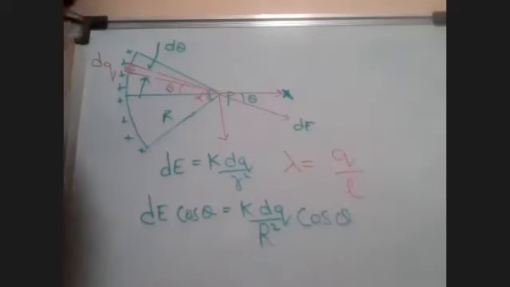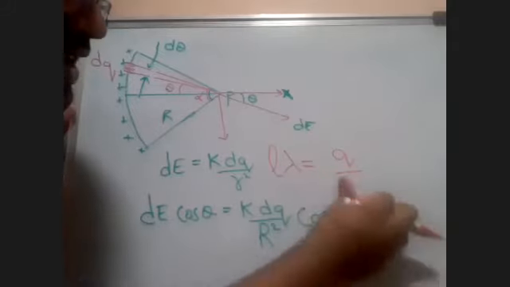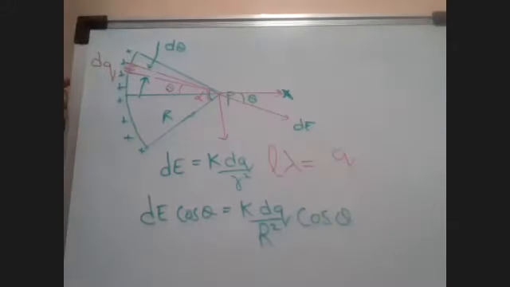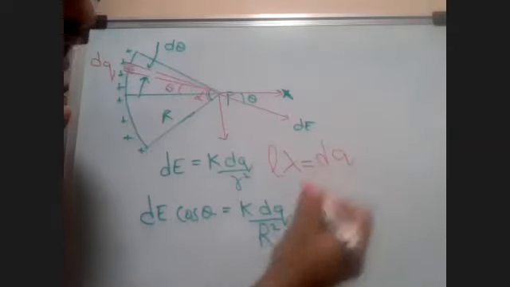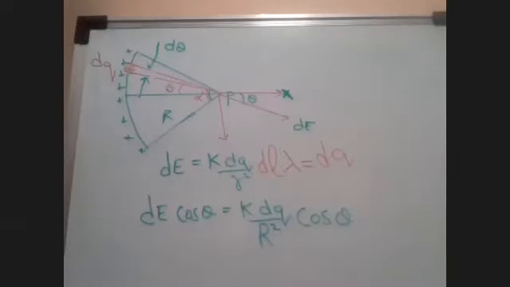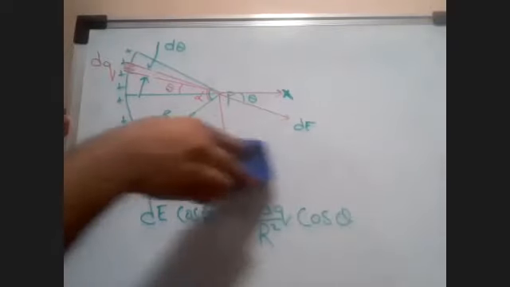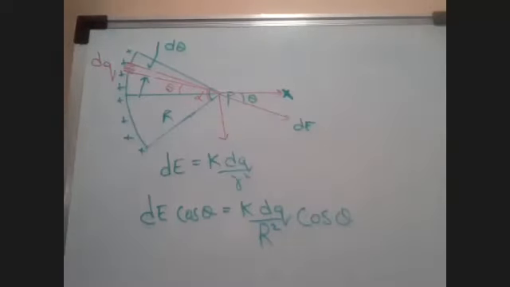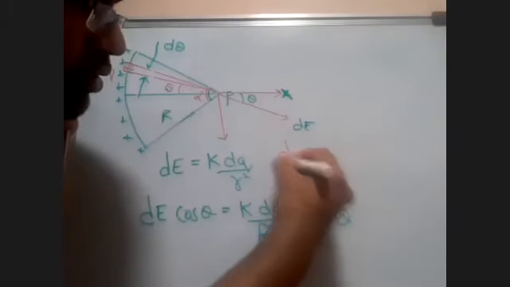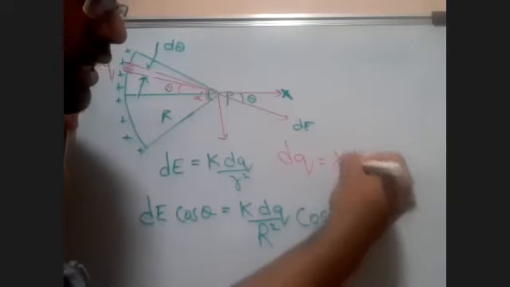Again, I will take L this side. If I take L this side, what will it become? Lambda L equal to Q. Then if I take differentiation, what will I get? dq is equal to lambda into dl. Am I right? Is that understood? Yes, sir. So dq equals lambda dl.